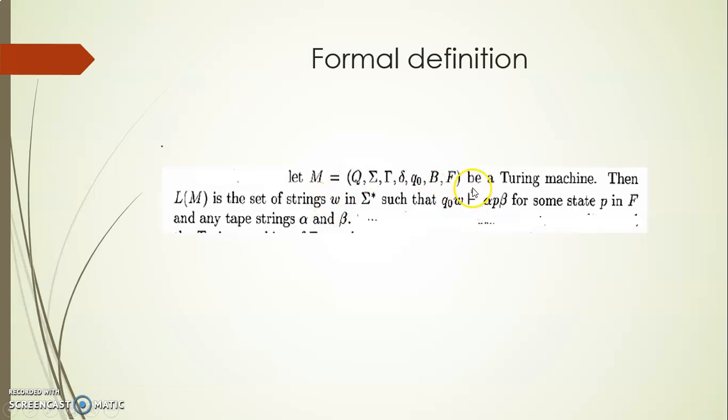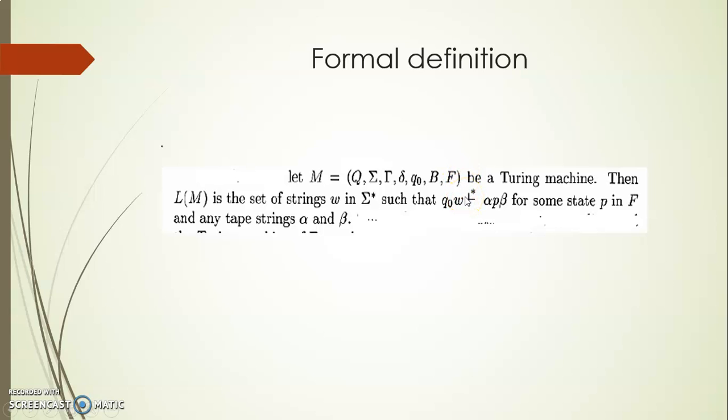This symbol represents a move. Star here means 0 or more moves. I do not know how many moves I make, but I make some moves, and finally I reach a configuration where alpha and beta are some strings, which may be blank or may be some symbols. For example, when I perform addition and subtraction operations, the output remains in the input tape itself, and for something else the entire tape may be blank. I do not know, and alpha and beta can be any symbols, but the important condition is that p must be in an accepting state, that is in F, right?